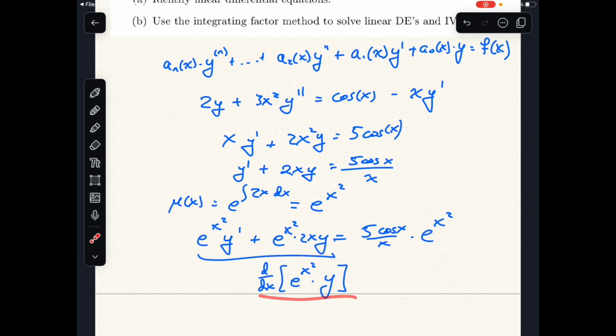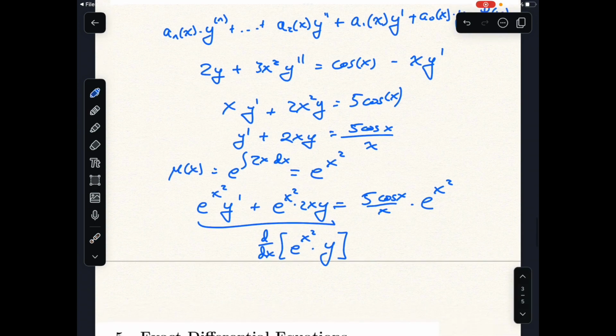So to check that this equals this, just do the product rule, because we're just reversing the product rule here. The product rule says the derivative of e to the x squared times y is e to the x squared times y prime, plus the derivative of e to the x squared times y. What's the derivative of e to the x squared? It's e to the x squared times 2x, which just happens to show up over here. So this does reverse the product rule correctly.